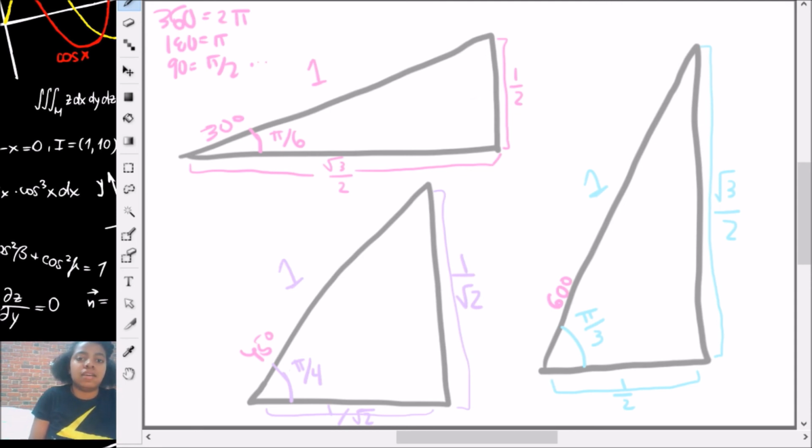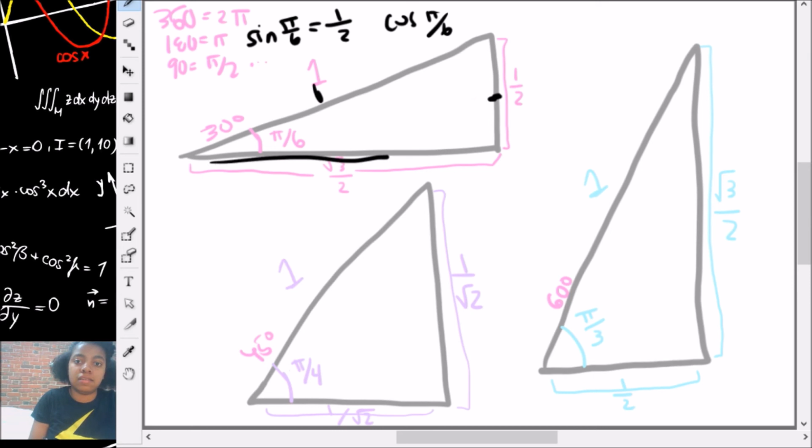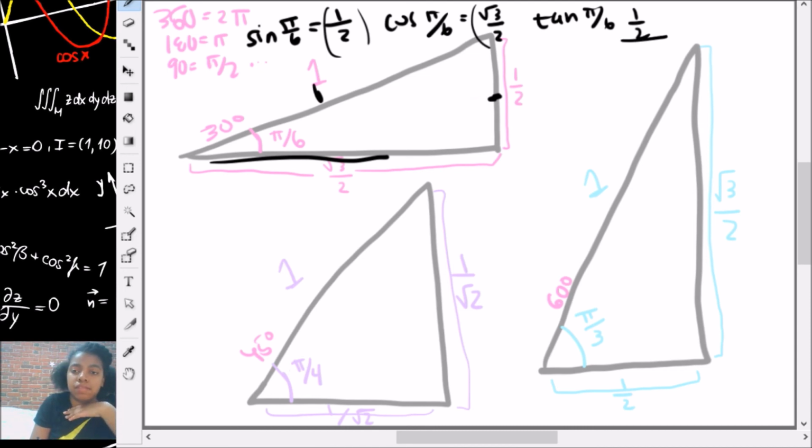Pi over 6. The sine of pi over 6 is going to be the opposite over the hypotenuse, so it's just going to be 1/2. The cosine of pi over 6 is the adjacent divided by the hypotenuse, so it's root 3 over 2. The tangent of pi over 6 is going to be the sine divided by the cosine. So it's 1/2 divided by root 3 over 2, which is going to flip around and give you root 3.